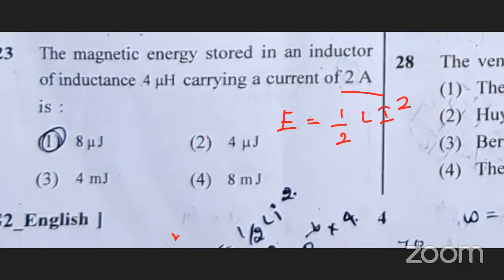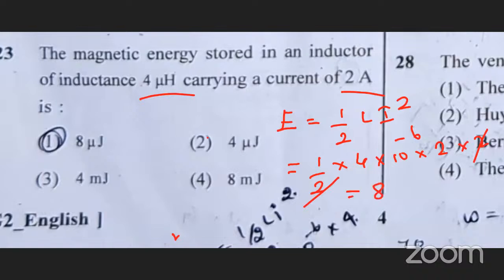So I value is given as 2 ampere, and the inductance value is 4 microhenry. So 1 by 2 into 4 into 10 power minus 6 into, sorry, it's 2 square. So 2 into 2, this 2 and this 2 get cancelled. So 4 into 2, 8. So 8 microjoule is the right answer. The option 1 is the correct answer for this.